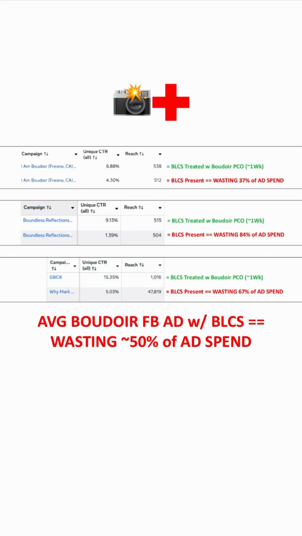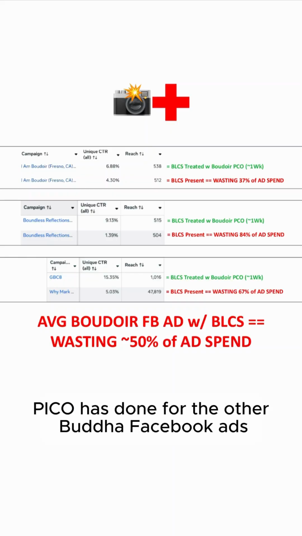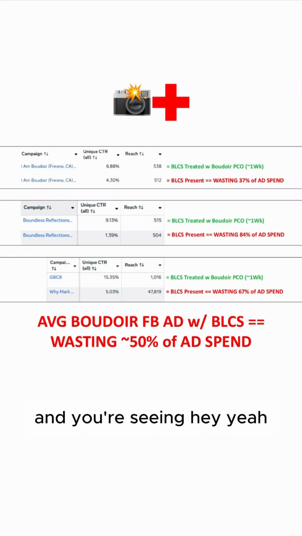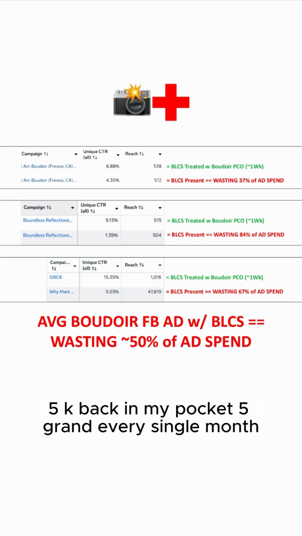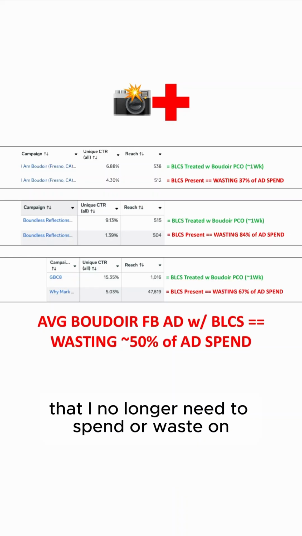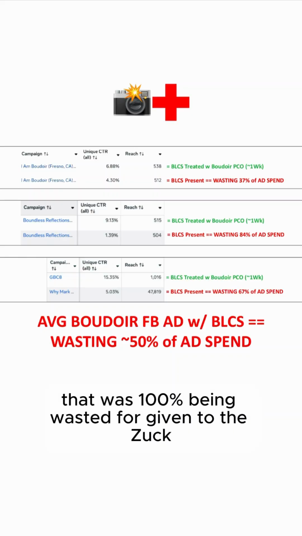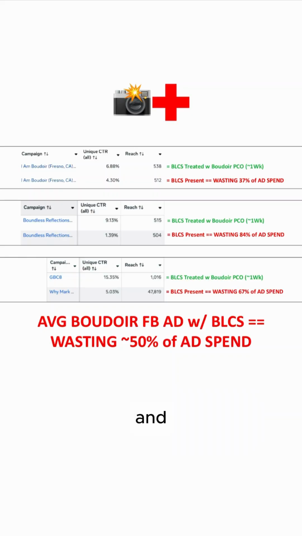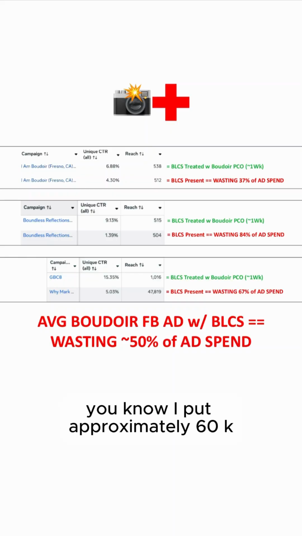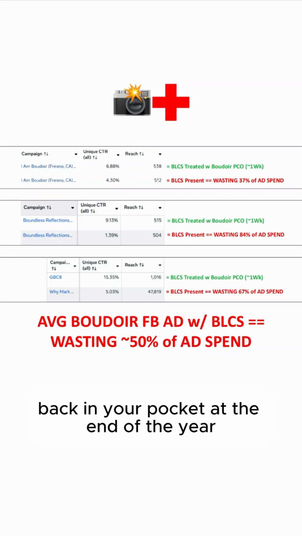And now you're seeing what Boudoir Pico has done for the other Boudoir Facebook ads, and you're saying, hey, yeah, this could put approximately 5K back in my pocket, 5 grand every single month that I no longer need to spend or waste on Boudoir Facebook ads. That was 100% being wasted, given to the Zuck. And so you're liking that because that puts approximately 60K back in your pocket at the end of the year.